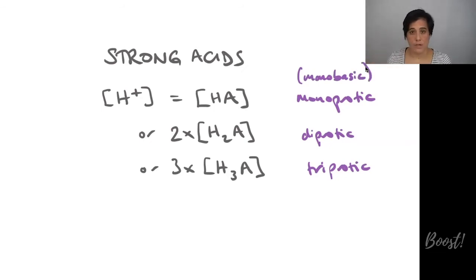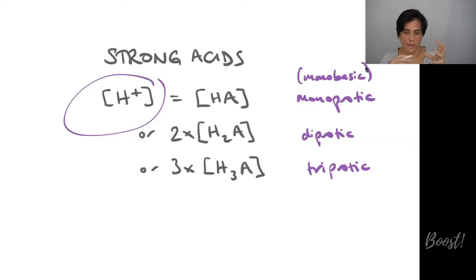So for a monoprotic acid, we can take the concentration of the acid and just equate that to the concentration of H+ ions. If we have a diprotic acid, we need to multiply it by 2. And if we have a triprotic acid, we need to multiply it by 3. So in order to calculate the pH, we need the H+ ion concentration, and we'll be able to get that directly from the acid concentration, because strong acids fully dissociate.